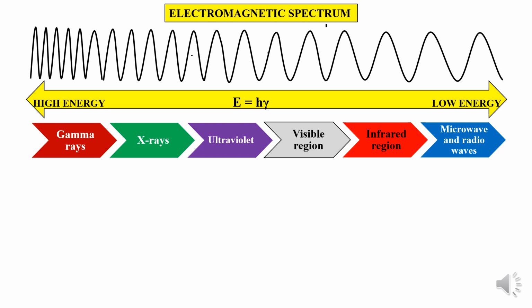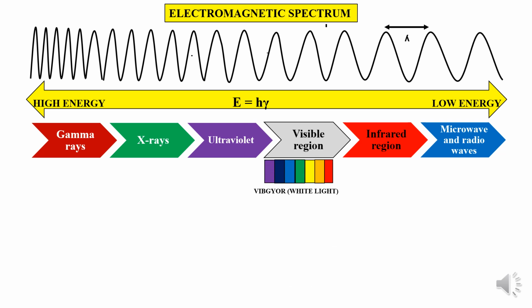As you move from the high energy gamma rays to the low energy microwave and radio waves, we see that the wavelength increases. And conversely, as you move from low energy microwave and radio waves towards the high energy gamma rays, we see that the wavelength decreases.